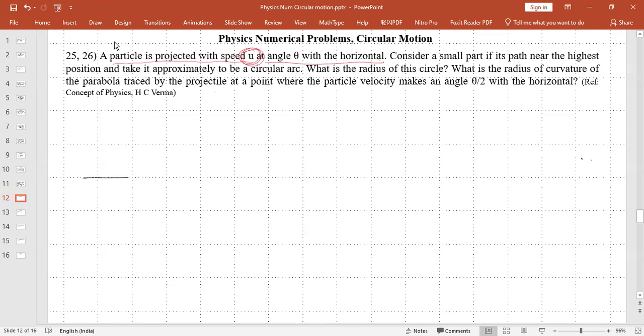So here it says that a particle is projected with speed u at an angle theta with the horizontal. A body is projected upward in a projectile motion like this, and the velocity here is u and at an angle theta. These are the two values given.